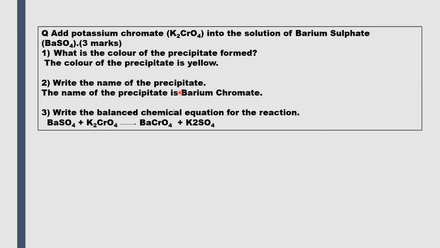What is the name of the precipitate? Barium chromate. And write down the balanced chemical equation for the reaction. So you write down the reaction. Here you have to put an arrow mark in the downward direction indicating that barium chromate is a precipitate.